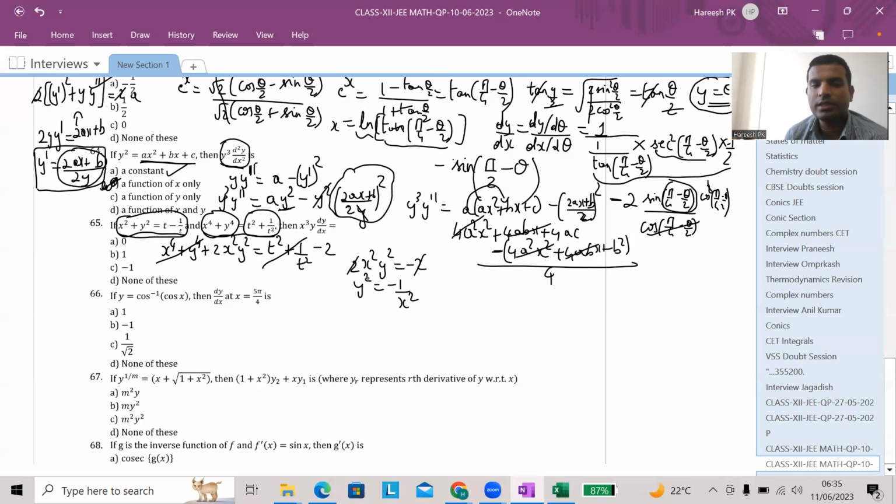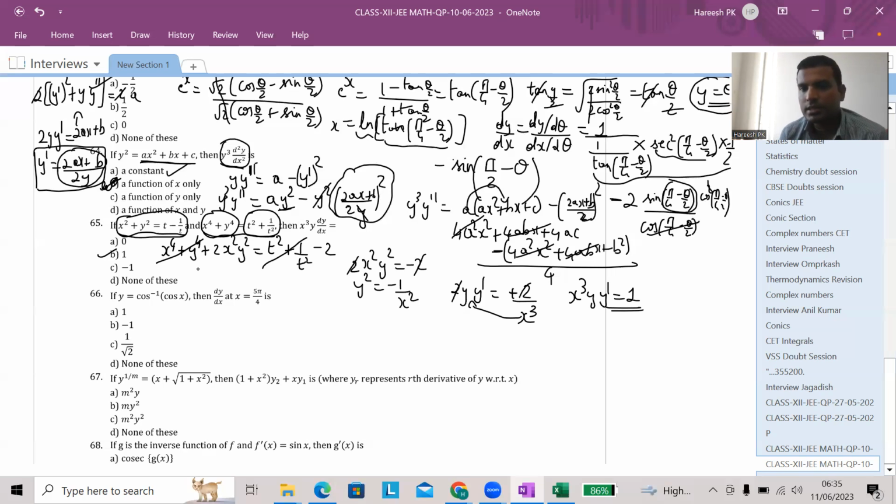Now differentiating this is no big deal. So when we differentiate, we get 2y y dash is equal to minus of minus 2, which is plus 2 by x cube. So 2 gets cancelled. Transfer the x cube to the LHS. So we end up getting x cube y dash is equal to 1. So that is option B.